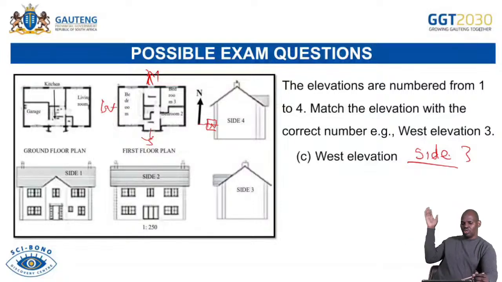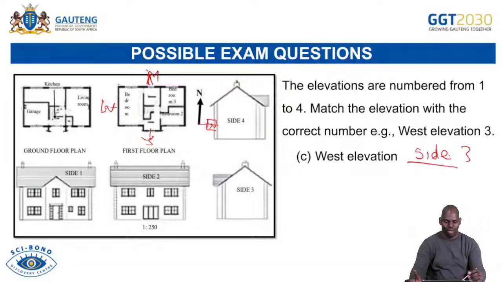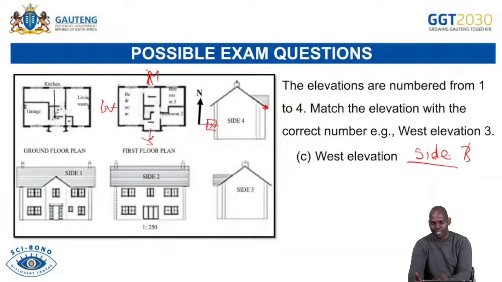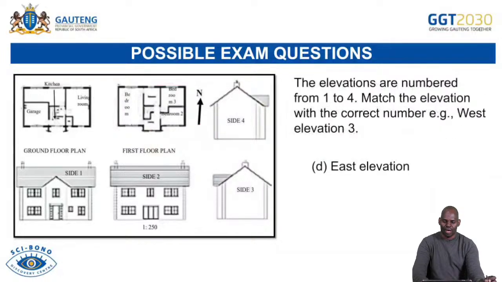So this is the west elevation. The veranda you'll see on your right hand side. So you'll see the wall, and then the veranda will be just on your right hand side. So I'm sorry about this. So the veranda is here. So there's the veranda. So side 4 must be the west elevation.